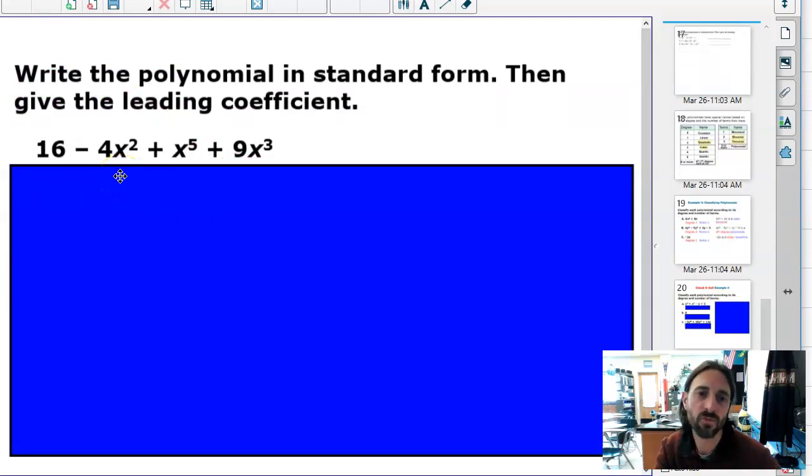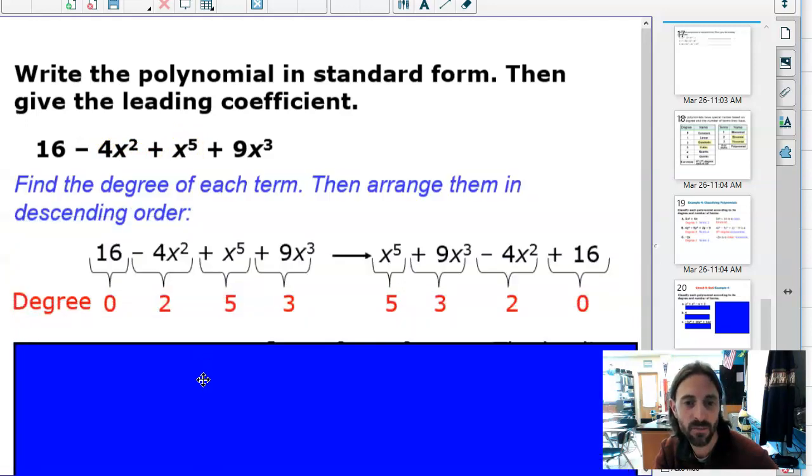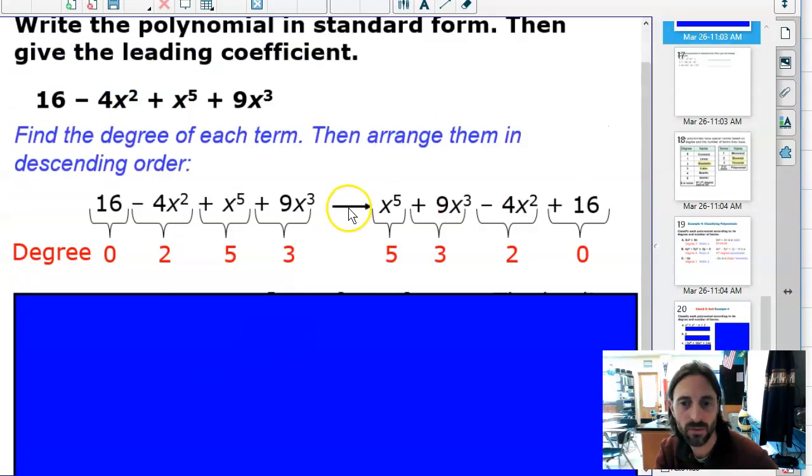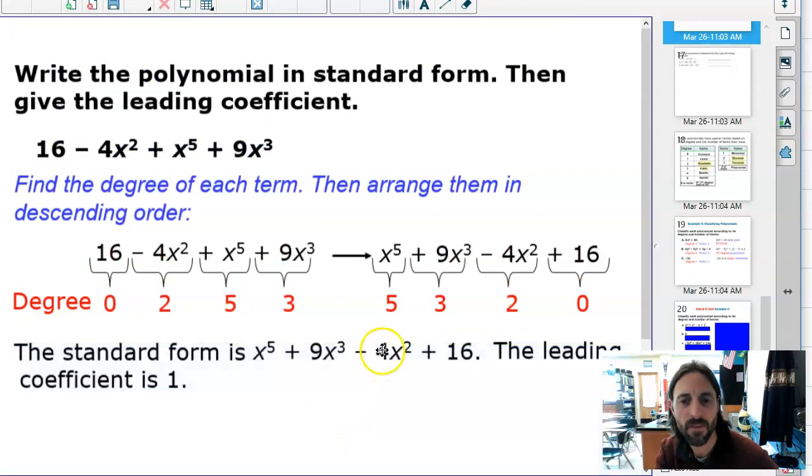And again, here it says write the polynomial in standard form. Again, it looks like I've got an x to the fifth as the highest power. Oh, hello. Let me just go like that. Bam. And so that means it's going to go first. The leading coefficient of that x to the fifth is 1. And then I work my way down in order: 9x to the third minus 4x squared plus 16.